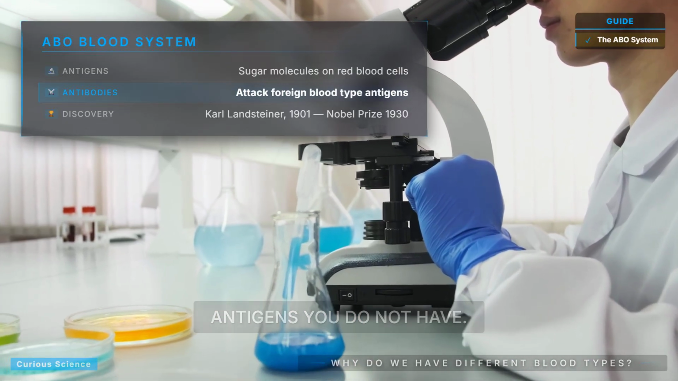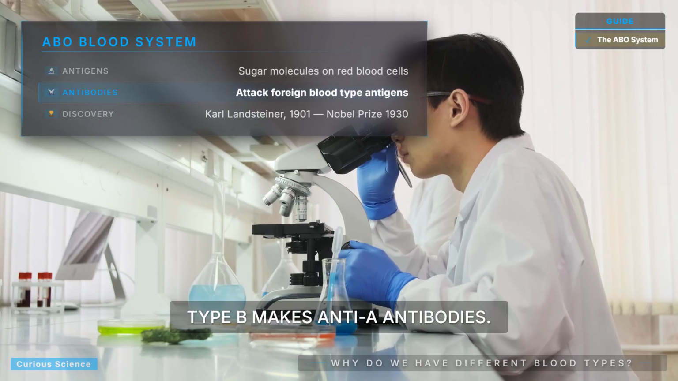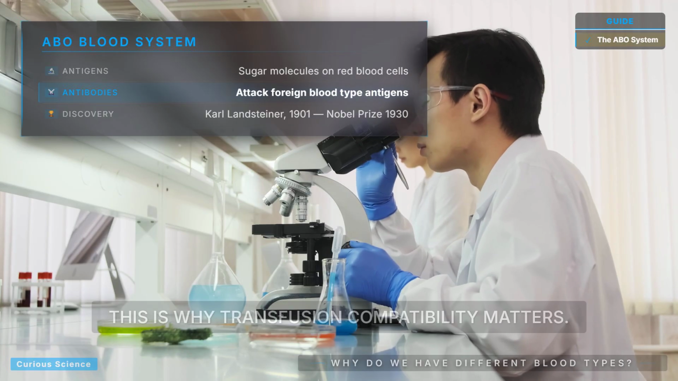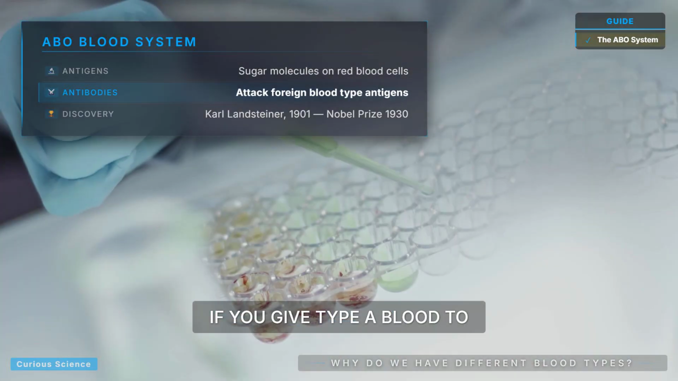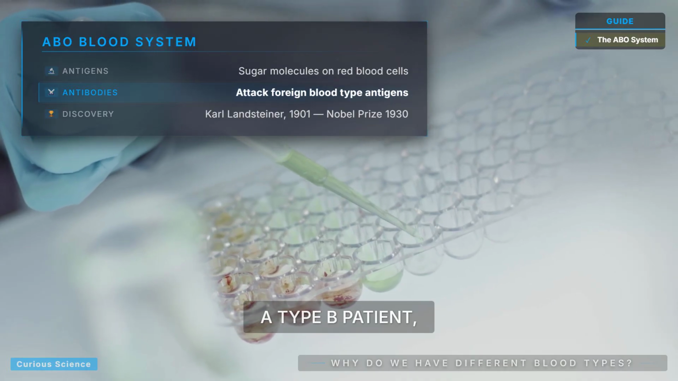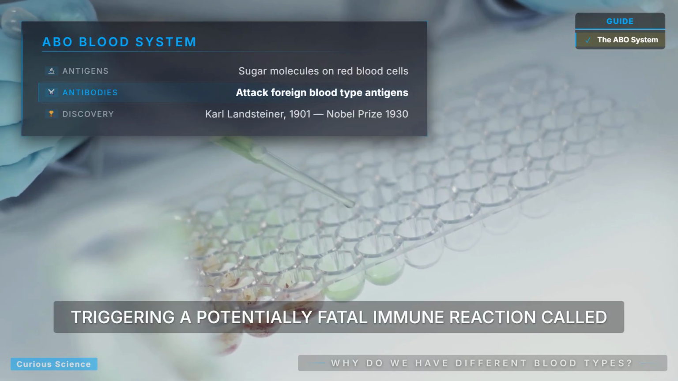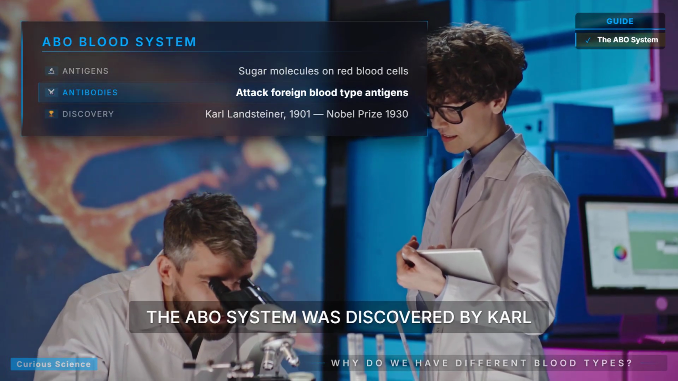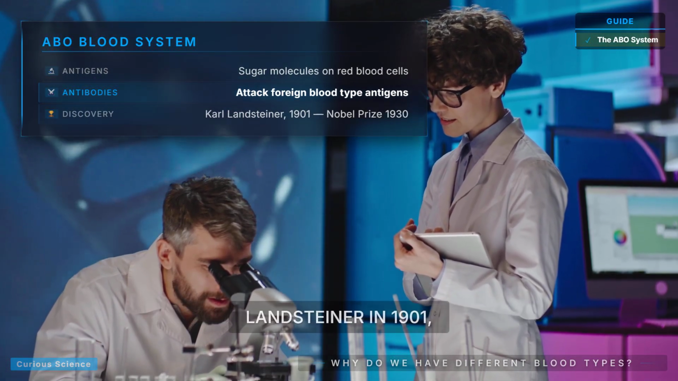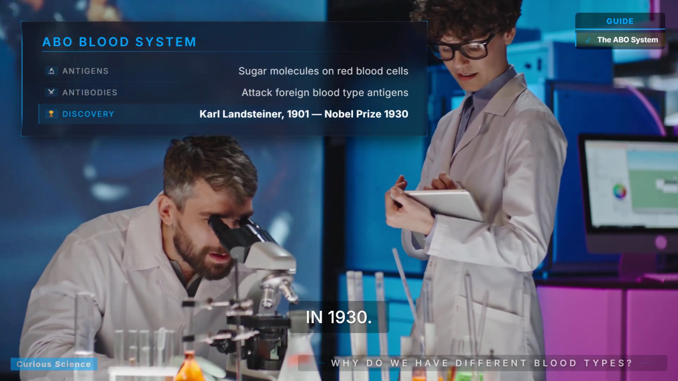Type A blood makes anti-B antibodies. Type B makes anti-A antibodies. Type O makes both. This is why transfusion compatibility matters. If you give type A blood to a type B patient, the anti-A antibodies attack the donor cells, triggering a potentially fatal immune reaction called a hemolytic transfusion reaction. The ABO system was discovered by Karl Landsteiner in 1901, and it earned him the Nobel Prize in 1930.